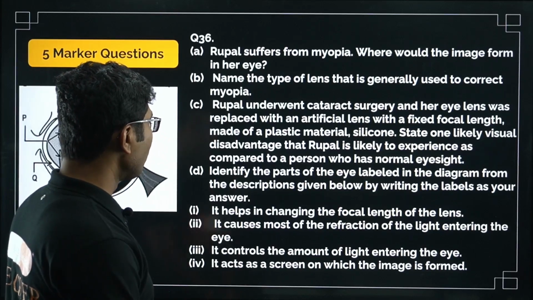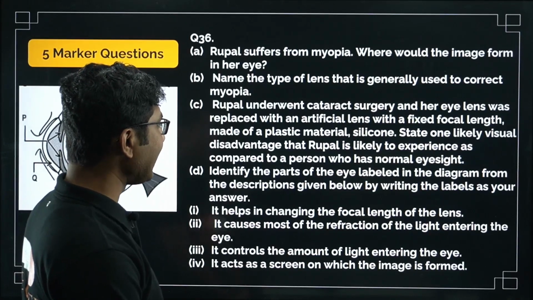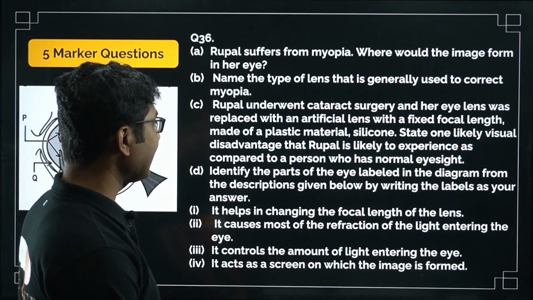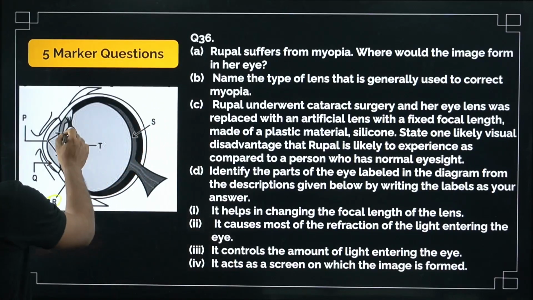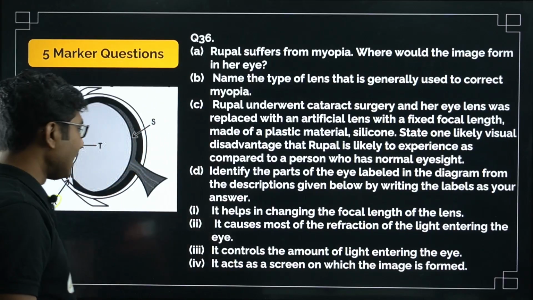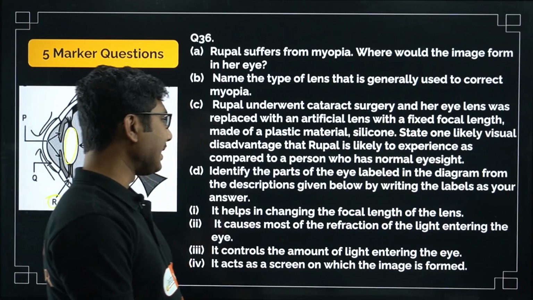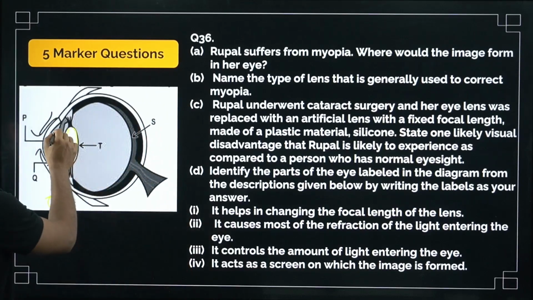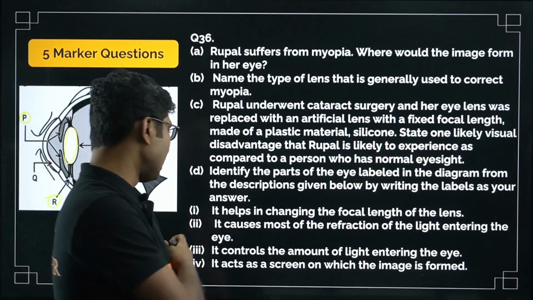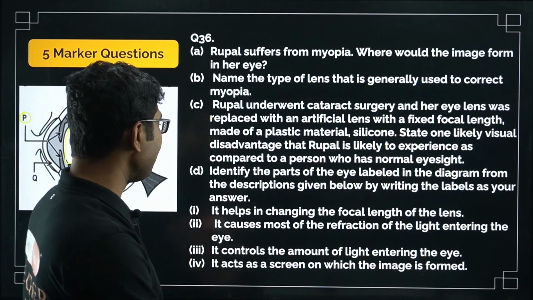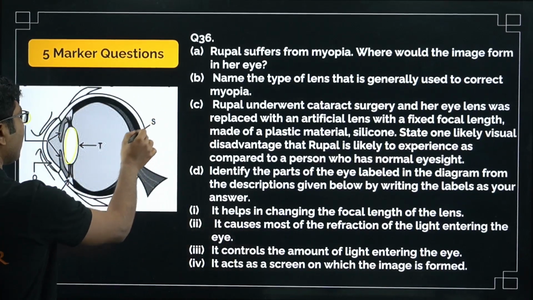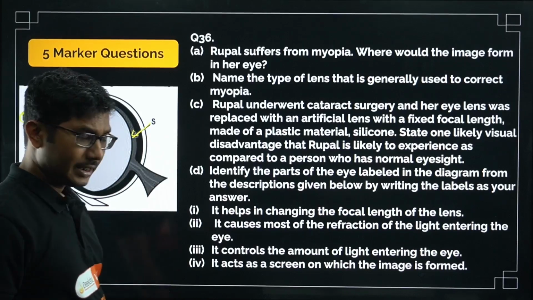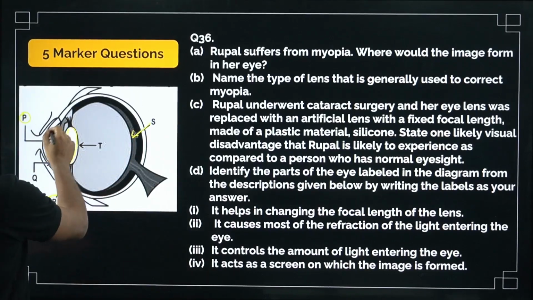It causes most of the refraction of the light entering the eye. So that is the eye lens. This is the eye lens. It controls the amount of light entering the eye, that is the pupil. This is the pupil. P is the pupil. It acts as a screen on which the image is formed, that is your retina, right? Nothing about this protective layer.